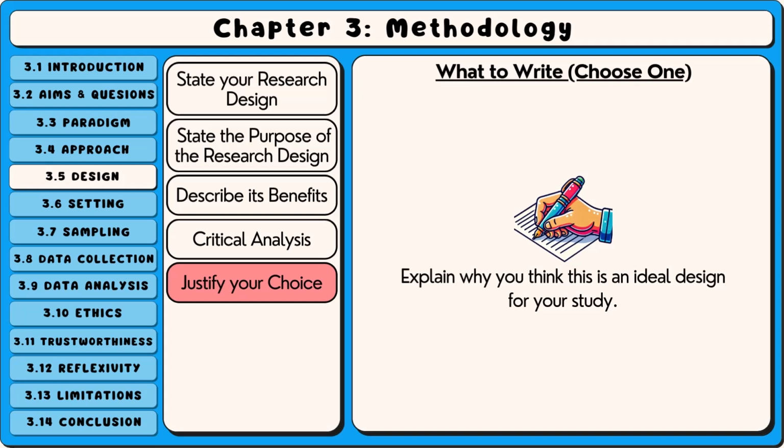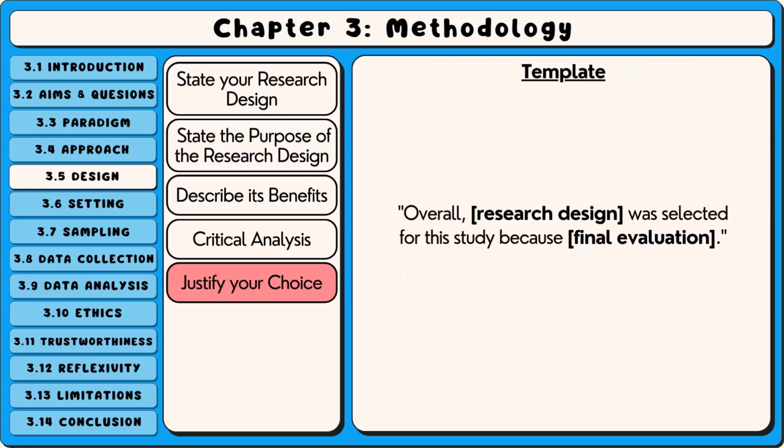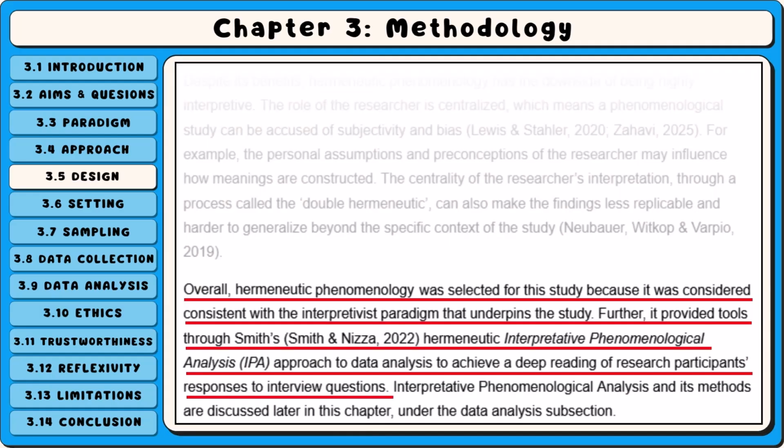Lastly, justify your choice. Explain why you think your chosen design is an ideal design for your specific study. Here's a template. "Overall, your research design was selected for this study because," and then state your final evaluation of the benefit of the design to your study. Here's an example. "Overall, hermeneutic phenomenology was selected for this study because it was considered consistent with the interpretivist paradigm that underpins the study. Further, it provides tools through Smith's hermeneutic interpretative phenomenological analysis approach to data analysis to achieve a deep reading of research participants' responses to interview questions."